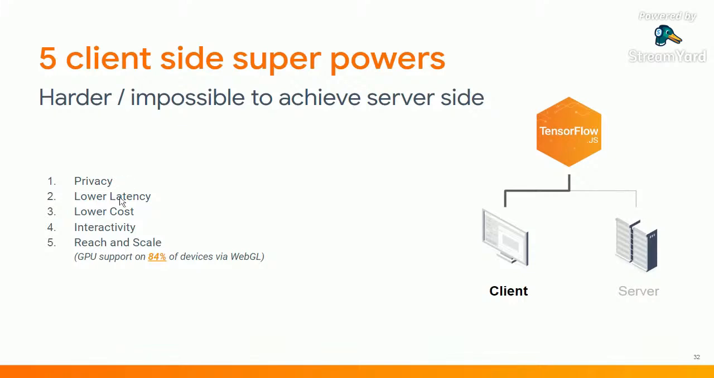The second point is lower latency. Because there's no server involved, there's no 100 millisecond round trip time from the mobile device to the server and back again. I think we all know when we have had bad connectivity on our mobile devices that it's much better to run offline in those cases. And with TensorFlow.js, you can do that in the browser if you wish. The third point is lower cost.